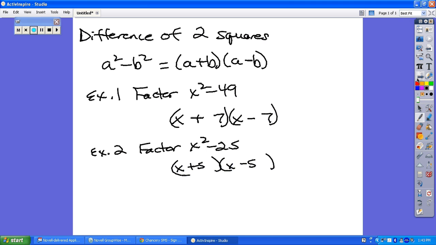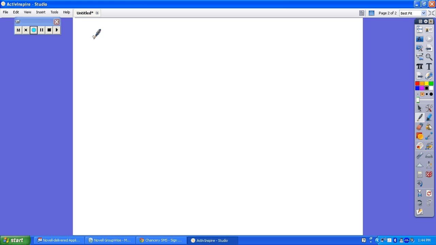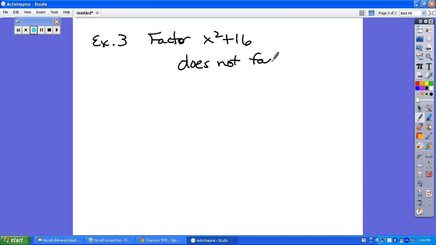All right. Now let's go with a couple that are a little more complicated. Now, when we look at example 3, I want you to factor x squared plus 16. Now, what you should notice here is that this is a perfect square and this is a perfect square, except for the fact there's no minus. So this one does not factor. Okay, I just wanted to put that little trick in there for you because it's always fun. Make sure you're paying attention.